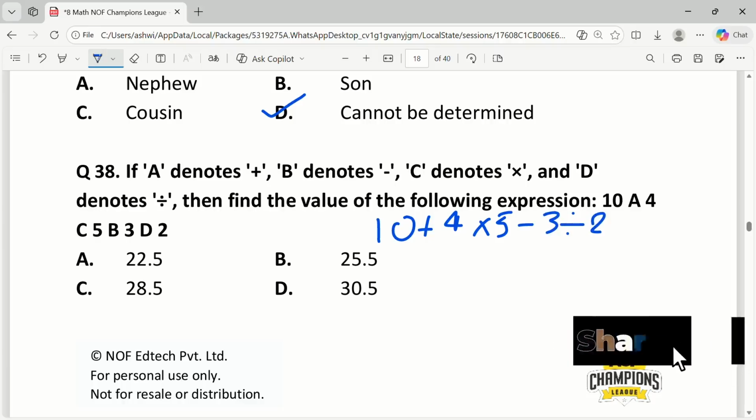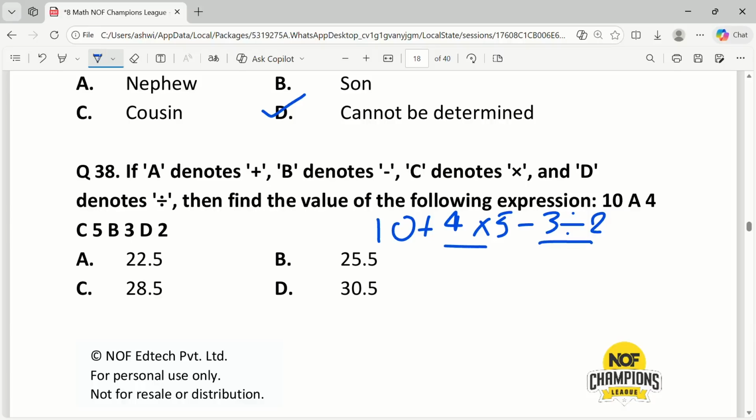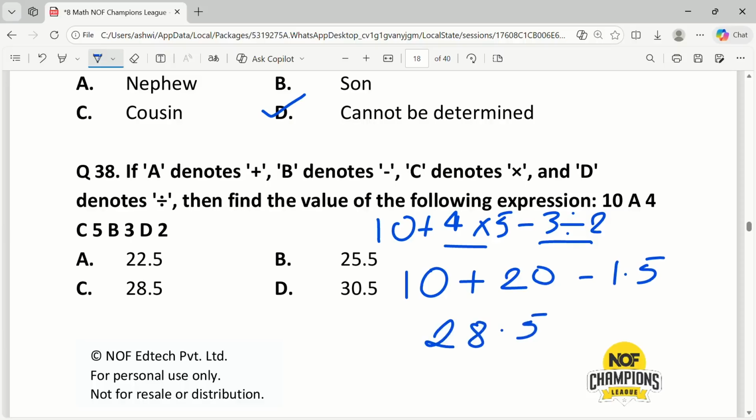First, we perform multiplication and division from left to right. That is, 4 5s are 20 and 3 divided by 2 is 1.5. So the expression becomes 10 plus 20 minus 1.5. Performing addition and subtraction from left to right, we are now left with 28.5, which is option C.